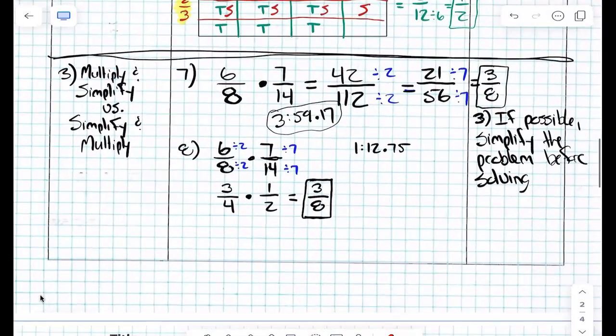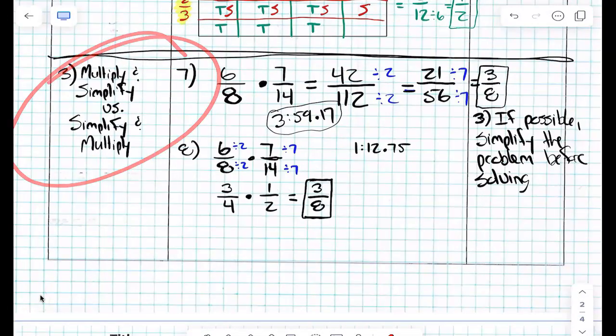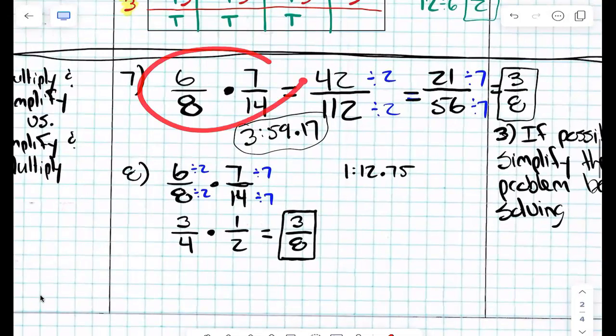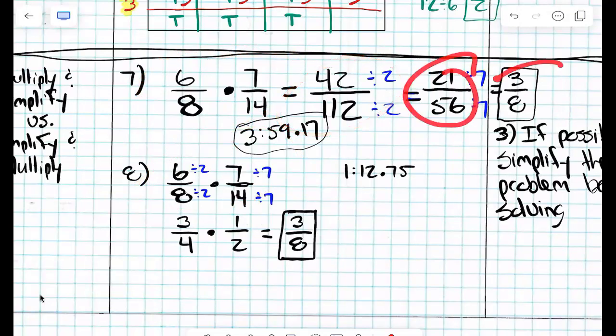Last thing, simplify and multiply versus multiply and simplify. What's easier, multiplying first or simplifying first? Simplify. So here is an example of the exact same problem. See how that's the exact same problem? If you just multiply without simplifying, you get gigantic numbers, 42 and 112, and you have to reduce all the way down to 3/8.